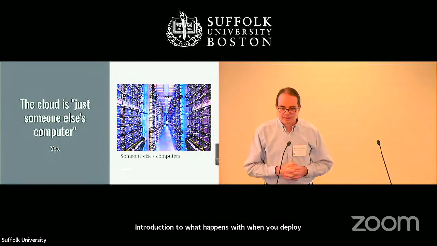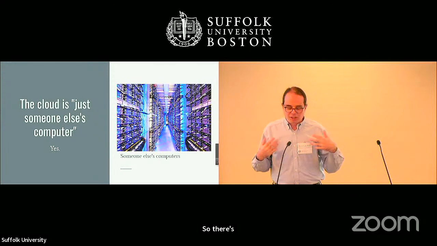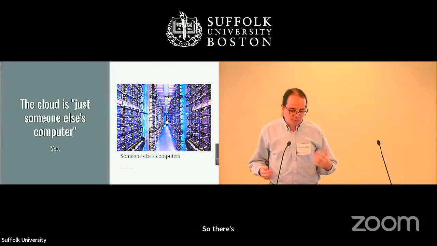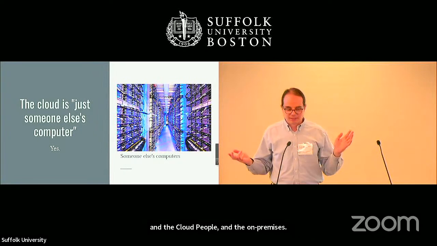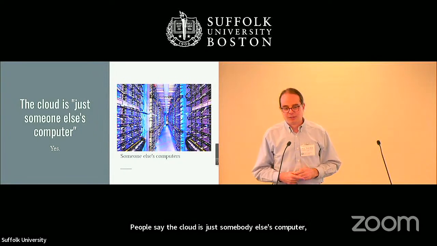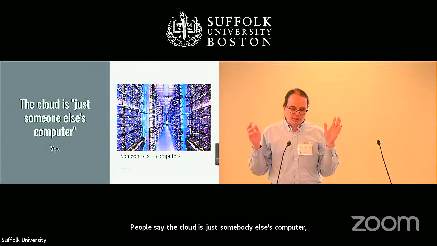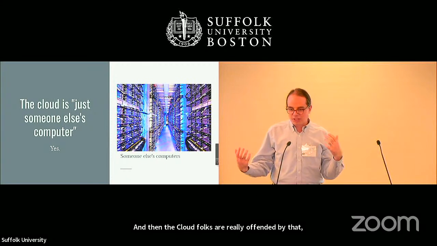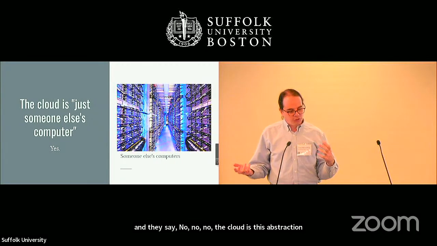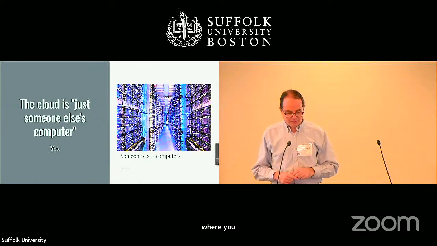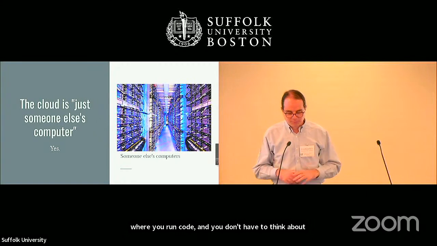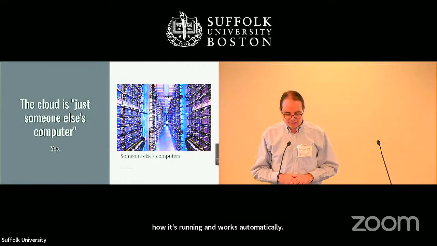So there's this debate between the on-premises people and the cloud people. And the on-premises people say, the cloud is just somebody else's computer. And then the cloud folks are really offended by that. And they say, no. The cloud is this abstraction where you run code and you don't have to think about how it's running and it works automatically, blah, blah, blah. But my perspective is that yes, it is right that the cloud is really just somebody else's computer.